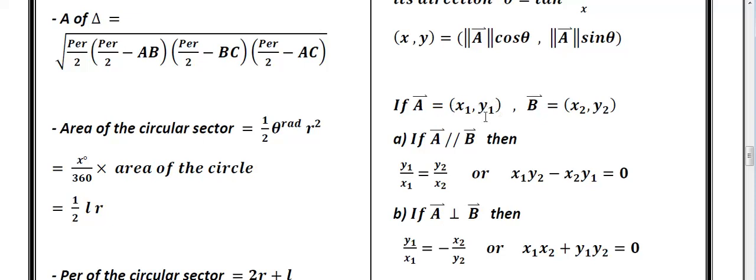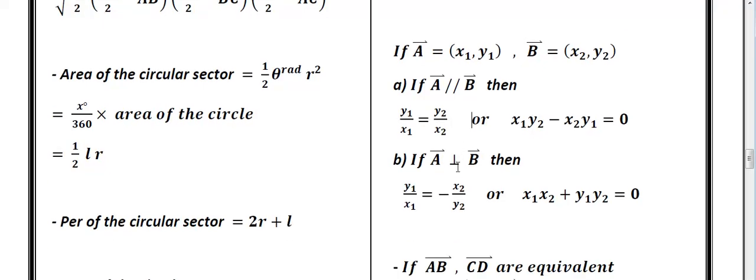You can find the slope of vector A by dividing y1 over x1, because if vector A is parallel to vector B, it means the slope of vector A equals the slope of vector B. Then y1 over y2 equals x1 over x2. Or you can use the product of extremes equals the product of means: x1 times y2 minus x2 times y1 equals 0.